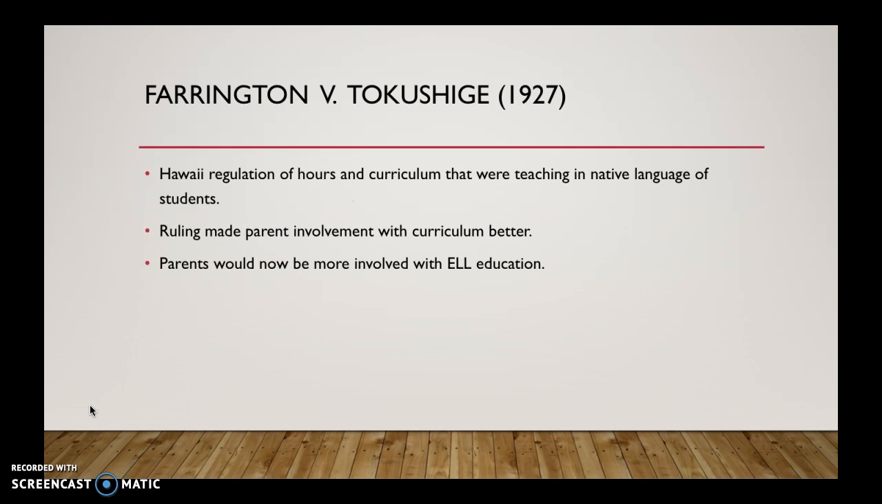Farrington versus Tokushige in 1927. This was the Hawaii regulation of hours and curriculum that was taught in the native language of students. The ruling over this made the parent involvement with the curriculum better. The parents were more involved in the classroom and they knew more of what curriculum was going on, and it gave them more of a role in English language learner education.